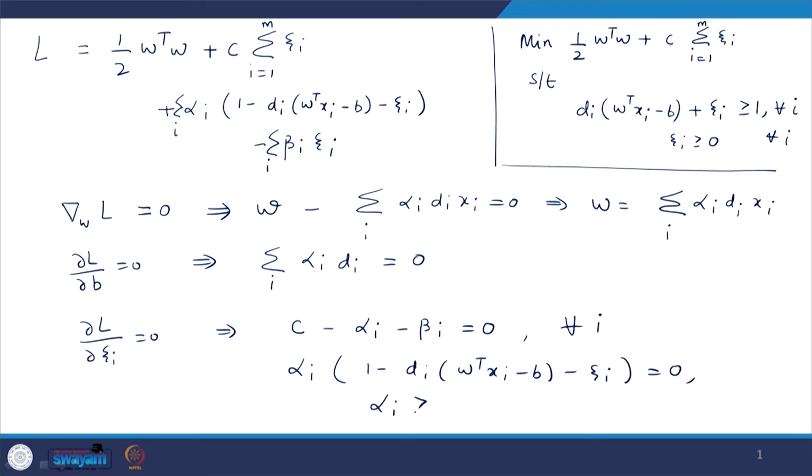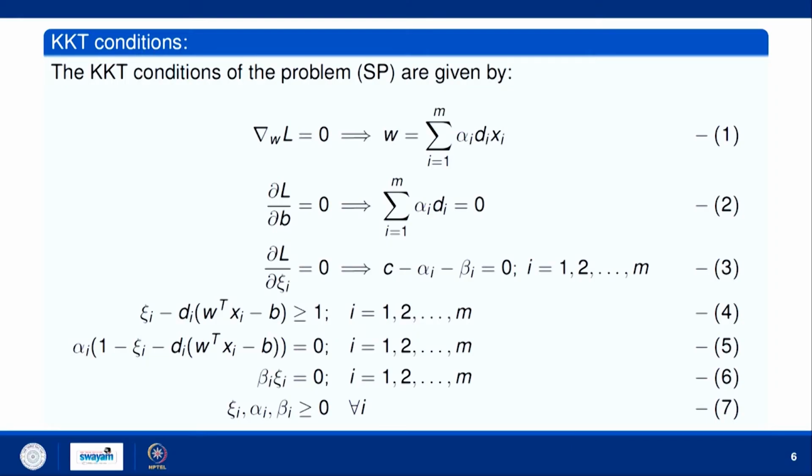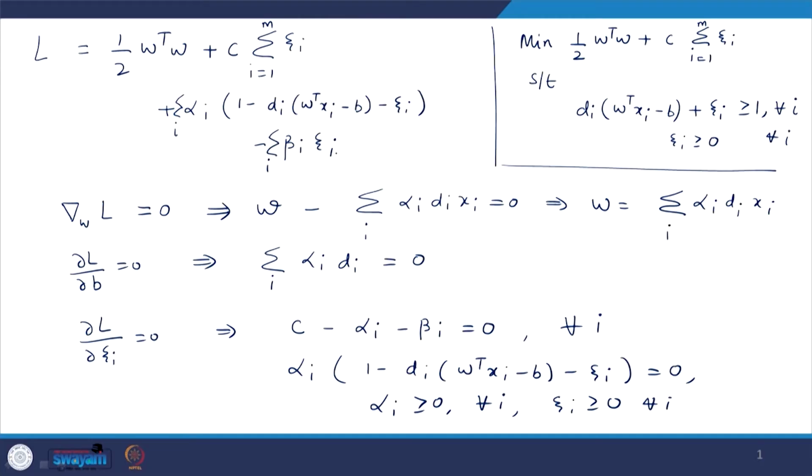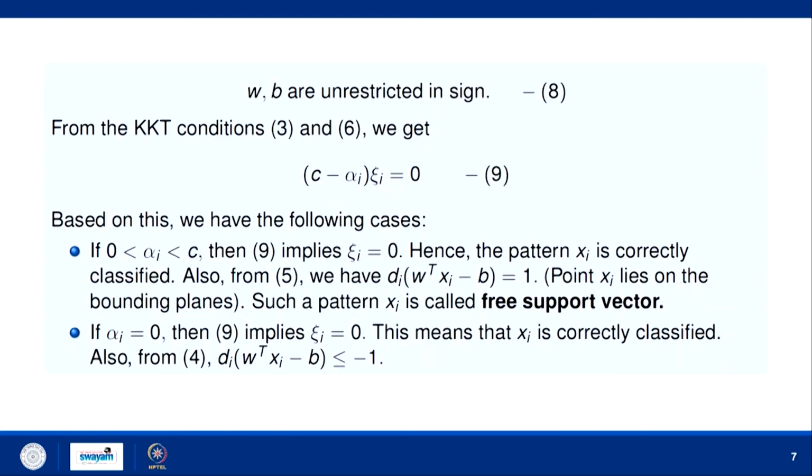Alpha I must be non-negative for all I, and xi I must be non-negative for all I. And of course, feasibility conditions must be maintained. So, these are the various KKT conditions which we can obtain using the Lagrange function of the given problem. One more condition is beta I xi I equal to 0, which can also be obtained because beta is a Lagrange multiplier corresponding to the constraint xi. So, beta I xi I must be 0 for all I, plus feasibility conditions.